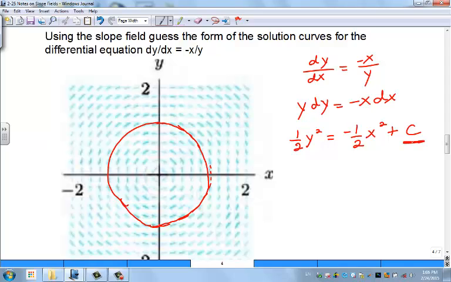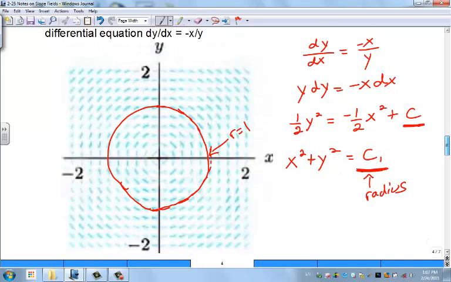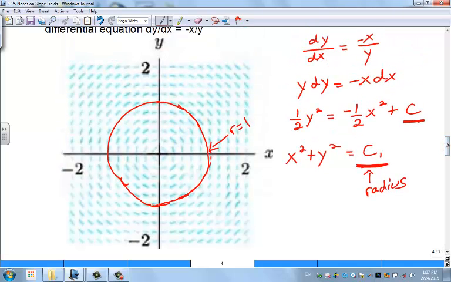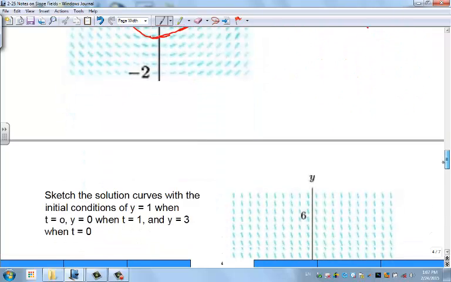If I multiply c by 2, I still get another constant, right? So, moving the x squared to the other side and multiplying by 2, x squared plus y squared equals some other constant. Let's call it c1. Well, what's the constant? Well, the constant is related to the radius of the circle. So, for example, this would be a circle with a radius equal to 1, so your constant here would be 1. So, very interesting to look at how differential equations relate to their slope fields.